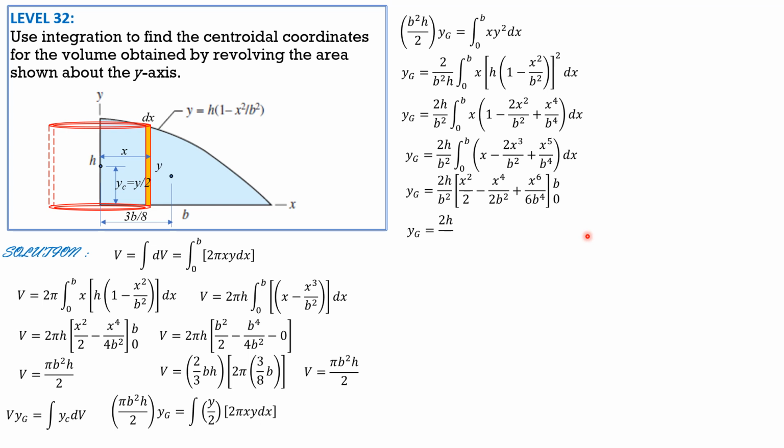So substituting, yg equals 2h over b squared, quantity b squared over 2 minus b to the fourth over 2b squared, so we can just cancel that. Then b to the 6 over 6b to the fourth. So we have 1/6 times 2h over b squared, that would be h over 3 as expected. So then by symmetry, xg equals zg equals 0, because this is the axis of revolution. The centroid will lie there, so xg and zg are 0. So that's it for this problem.